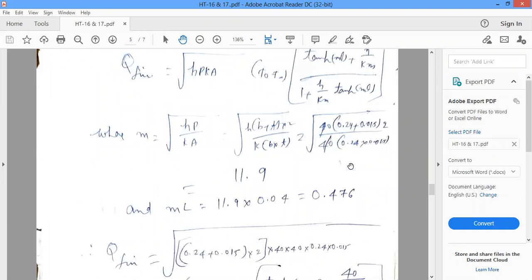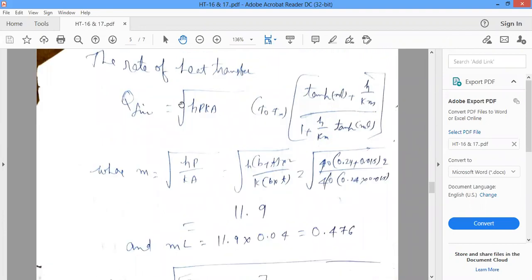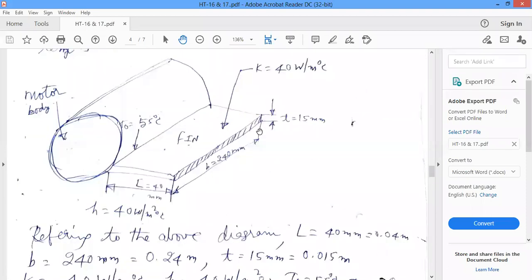To simplify this, first we will calculate the M value. How have we defined M? M is equal to square root of HP by KA. That is equal to square root of H into P, the perimeter. How to calculate the perimeter? 2 into (B plus T), that is B plus T plus B plus T. So four dimensions, that is 2 into (B plus T), the perimeter of the given fin.